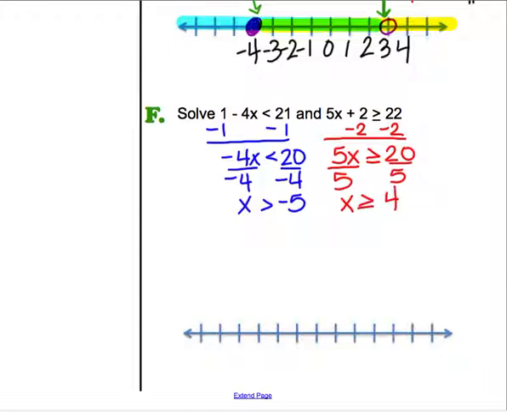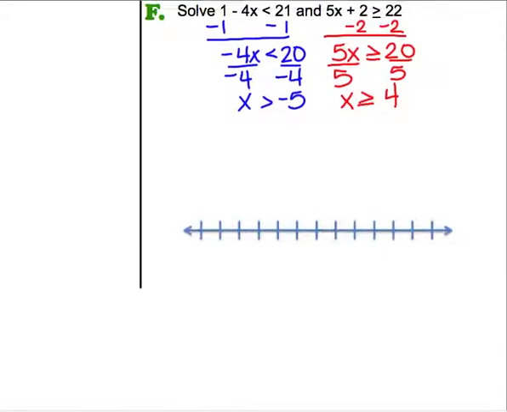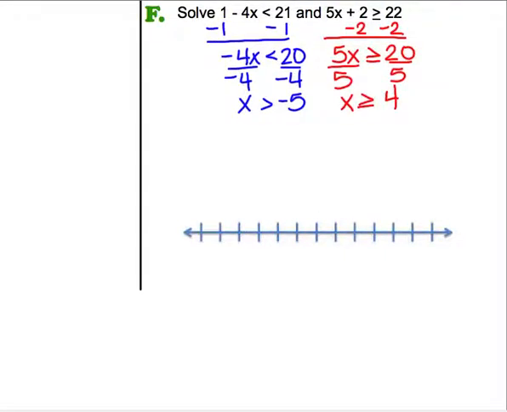Now this, remember, is an and inequality, so it has to be where we deal with the arrows. So the first thing we're going to do, we go from -5 to 4, so we'll number this. So -5, -4, -3, -2, -1, 0, 1, 2, 3, 4, we'll go 5 here as well. We need an open circle at -5. We need a closed circle at 4.